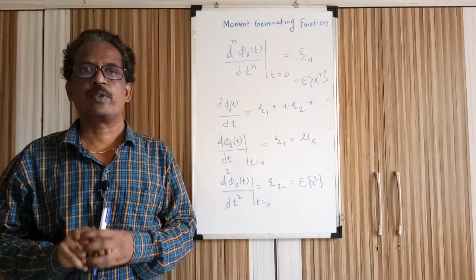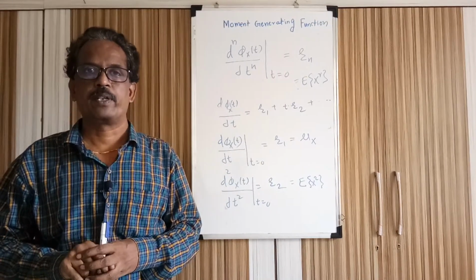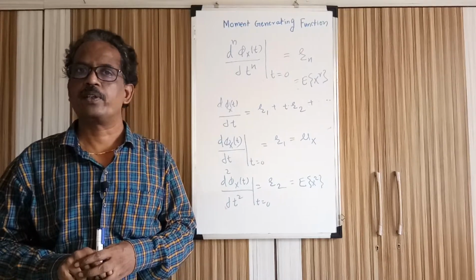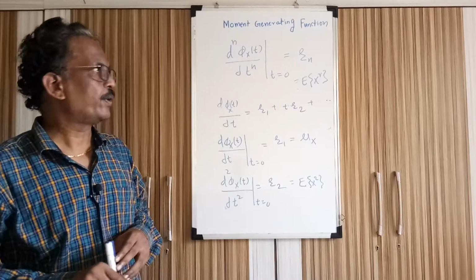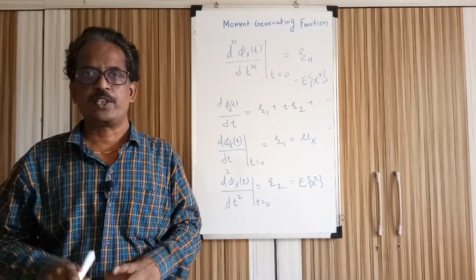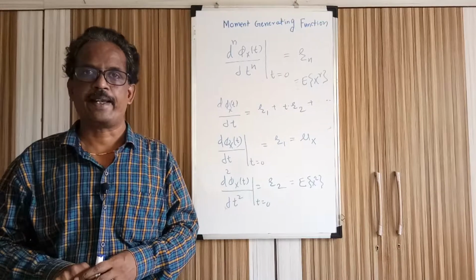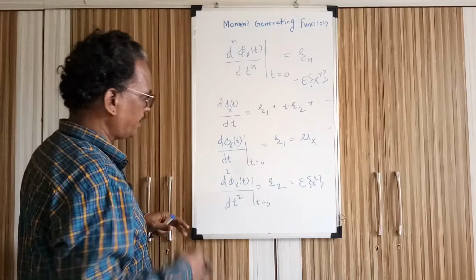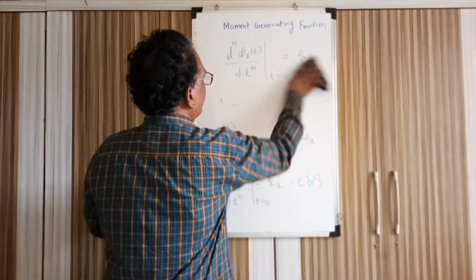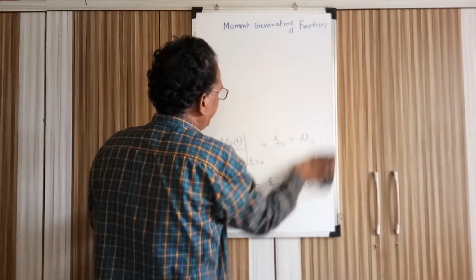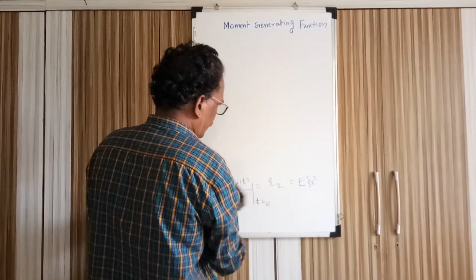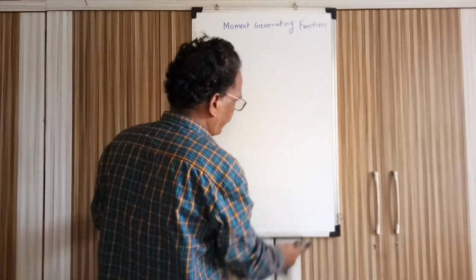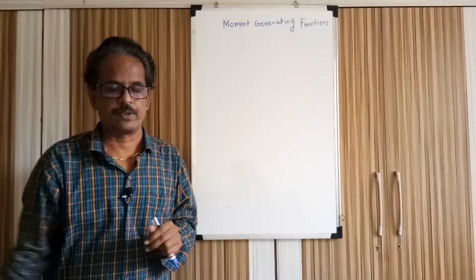What we have to do is differentiate and evaluate at t equal to 0. The first derivative gives the first moment, the second derivative gives the second moment, and so on. The nth derivative gives the nth moment, so it is generating the moments of random variable x. This is how the moment generating function works. Now we will apply this to a random variable having binomial distribution and try to find the moments.